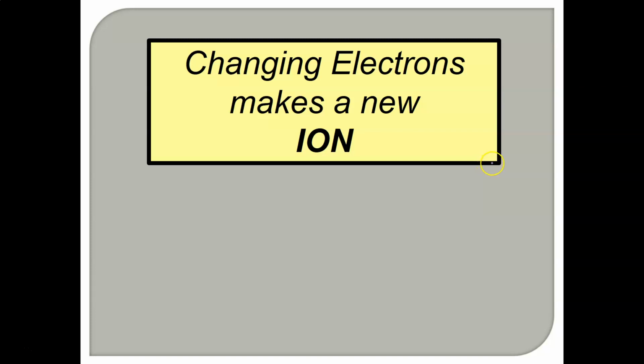Next, let's look at what happens when we change electrons. So we found out if you change protons, you get a new name, a new element. If you change neutrons, you get a new isotope, a new version. Now, if we change electrons, it's going to be called an ion.